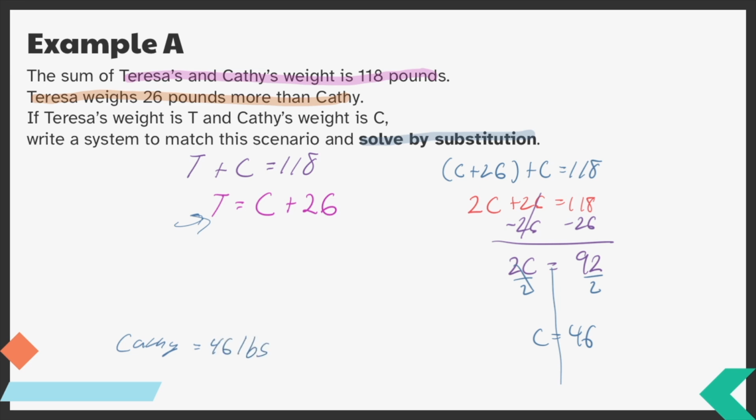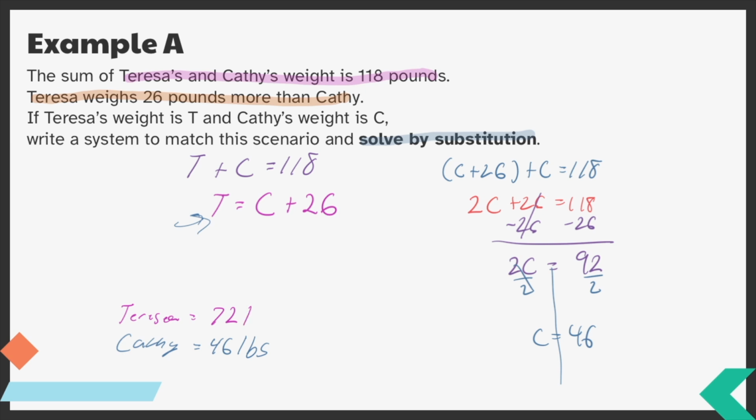And remember, we've got a word problem, so we need a word answer. So now we need to figure out Teresa's weight. We can do one of two things. We can either just plug that in, or we can add 26 pounds to the 46 pounds we already know that Kathy weighs. It doesn't matter which one we do to get the correct answer. So I'm going to just add it to the 46 pounds that we already have. So 46 plus the 26 that we know she weighs more is going to be 72 pounds.